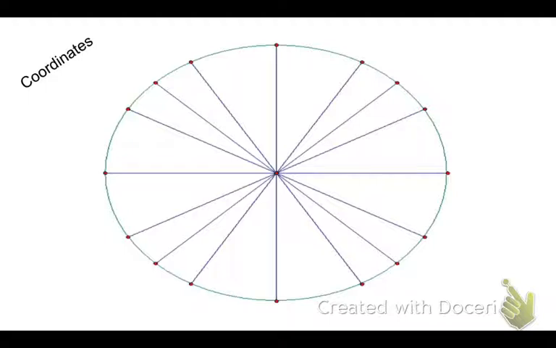I would like to remind you that two things are true about the unit circle. If this was placed on a coordinate grid, it would be centered at the origin and have a radius of 1.